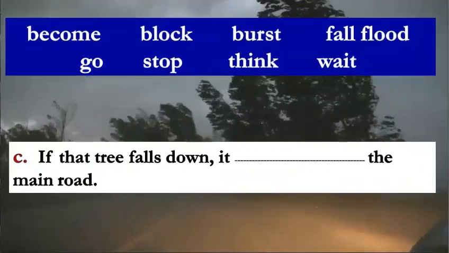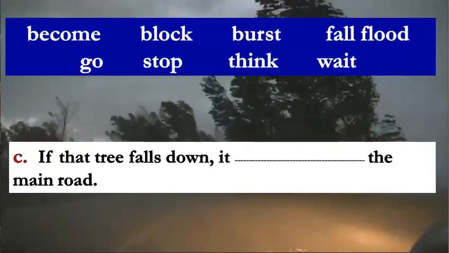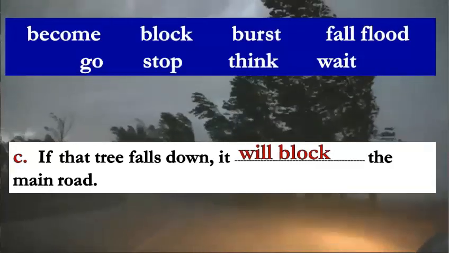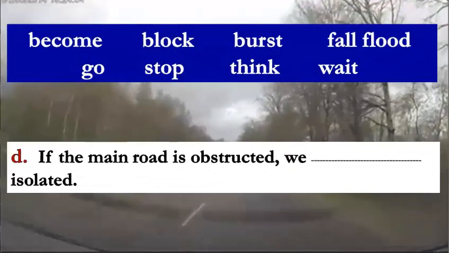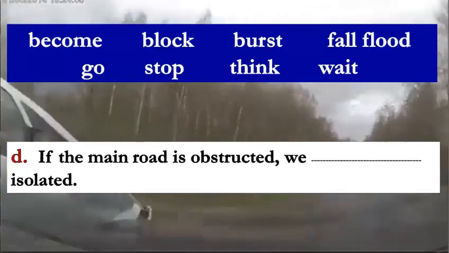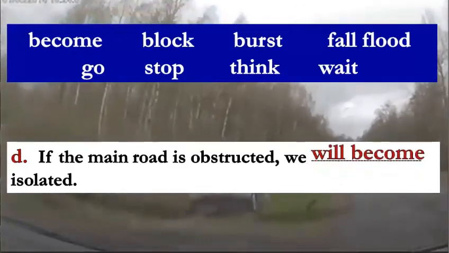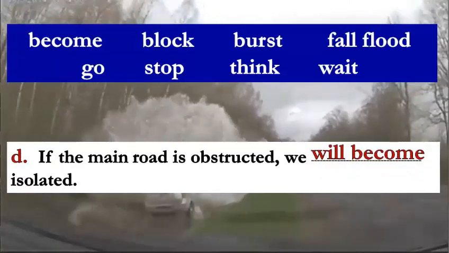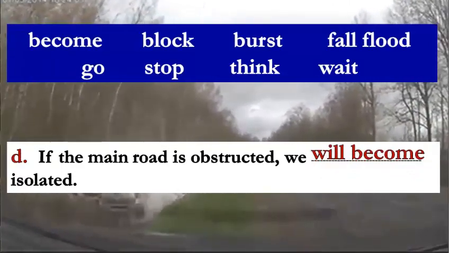Sentence C. If that tree falls down, what will happen to the main road, or what will it cause to the main road? Of course, it will block the main road. If a tree falls down in the middle of the road, it blocks it. So it will block. Sentence D. What will happen if the main road is obstructed or blocked? Of course, we will become isolated, or we will be isolated from the other world.